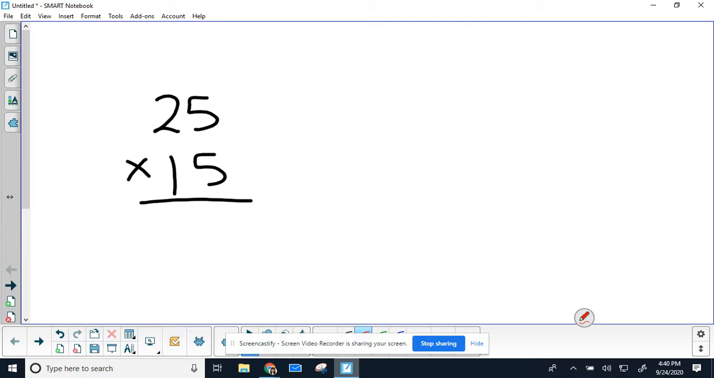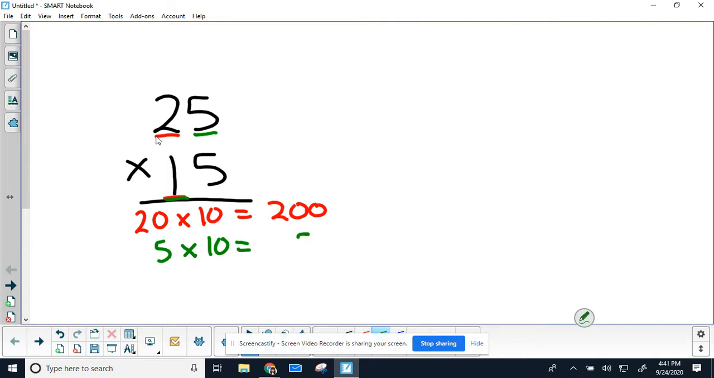Okay, so remember with partial products, we want to start with our largest place values, so tens. So 2 tens times 1 ten, so 20 times 10, that is 200. Okay, I'm going to be color coding here. Now we're going to go to 5 ones times 1 ten. So 5 times 10 is 50.